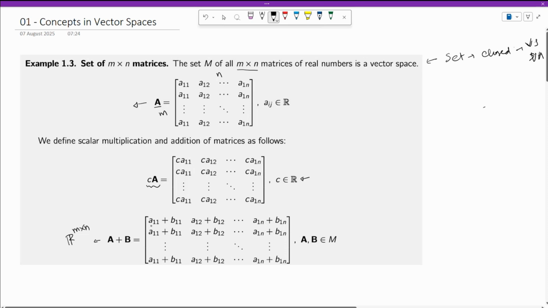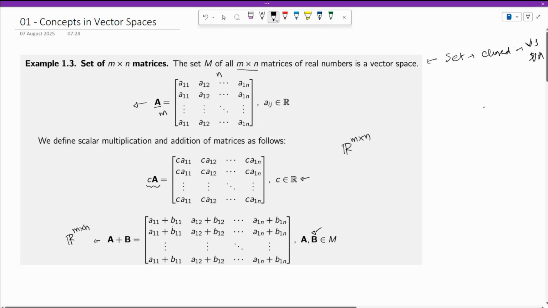Okay. So the first element of A plus B will be A11 plus B11. Second element in the first row will be A12 plus B12 and so on and so forth. Right? And these two are our definition for, so we have the set R^(m×n). We've defined the vectors' scalar multiplication and vector addition operations.